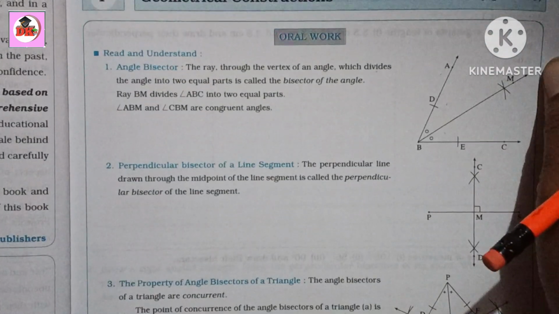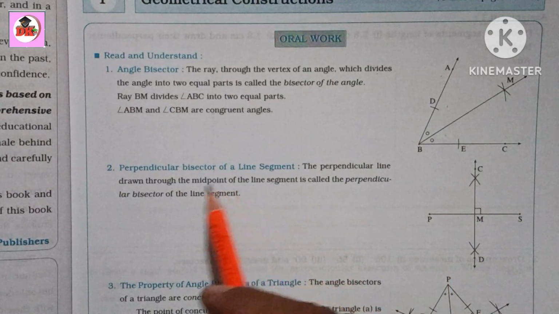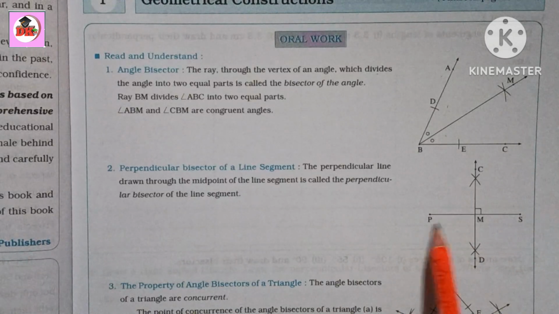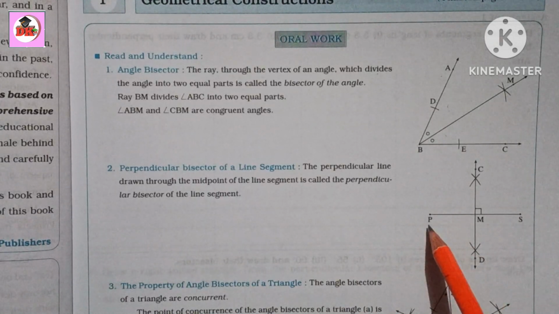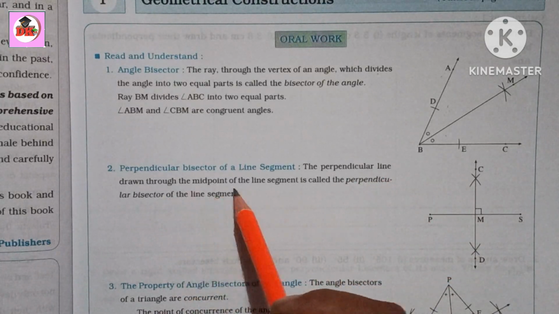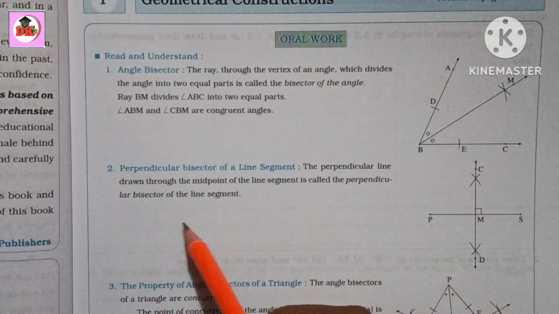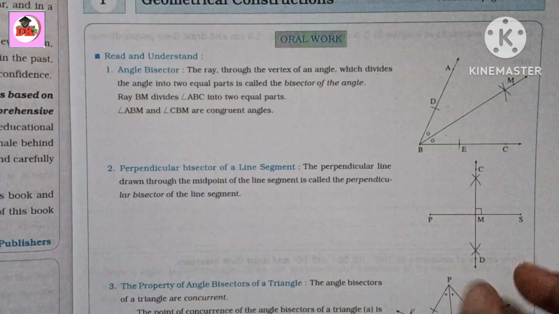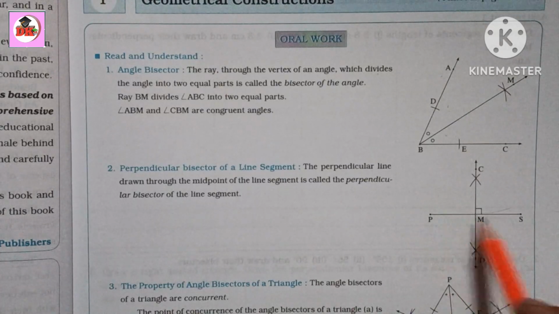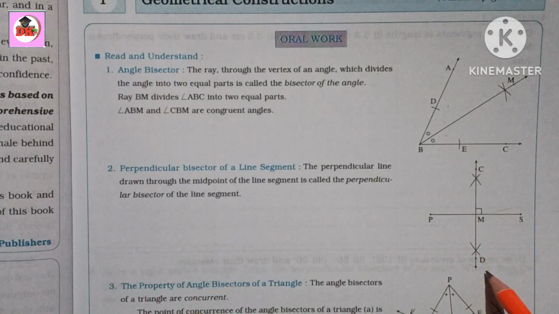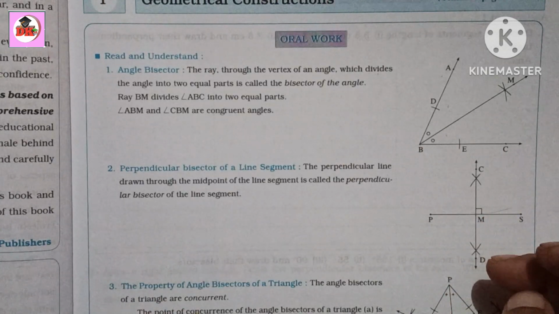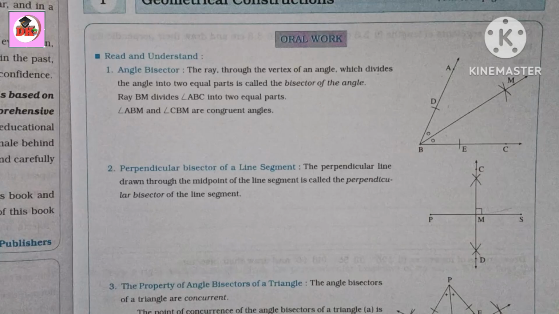Next, the perpendicular bisector of a line segment. How to draw the perpendicular bisector of a line segment? We take PS as one line segment. The perpendicular line drawn through the midpoint of the line segment we call the perpendicular bisector of the line segment. We take PS and draw the perpendicular. M is the midpoint of PS. I draw one line, DC. DC is exactly perpendicular to PS. This line we call a perpendicular bisector.